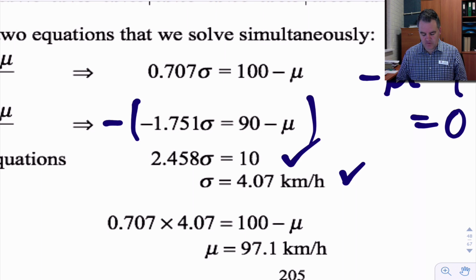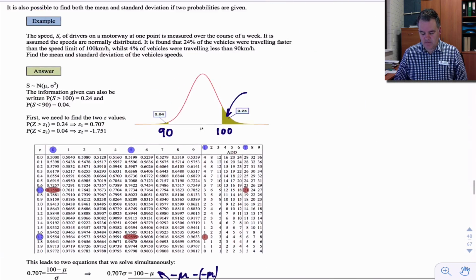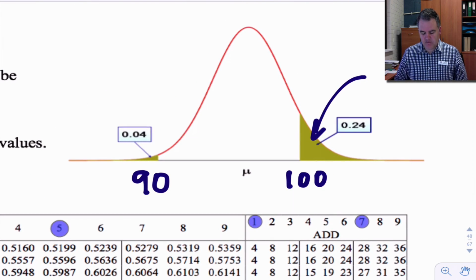I can then substitute that back into this formula here, and here it is here to find the mean of 97.1 kilometers per hour. If you go back to the diagram and check, 97.1 looks reasonable looking at that diagram that we've drawn.